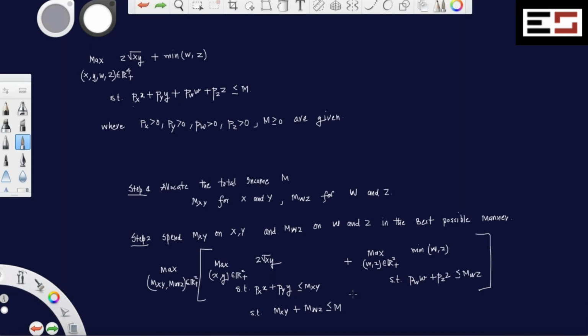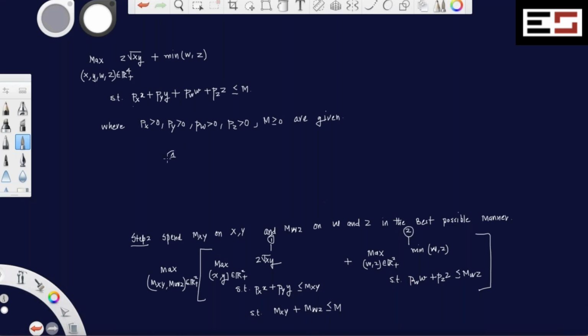Okay, so let's solve it. Let me first solve this problem. And this is easy, right? You already know how to solve a two variable optimization problem, so you can easily solve this problem. So what are we going to get? Let's call this problem 1 and let's call this problem 2. Okay, let's solve problem 1.